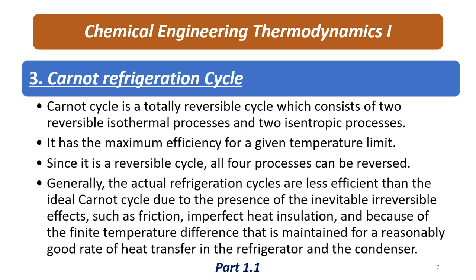Reversible process, isothermal process, and the isentropic process. Isothermal process is actually at constant temperature, and isentropic is at constant entropy. So, depending on this, the Carnot refrigeration cycle, compared with other types of refrigeration cycle, has the maximum efficiency for a given temperature limit or within a given temperature boundary.